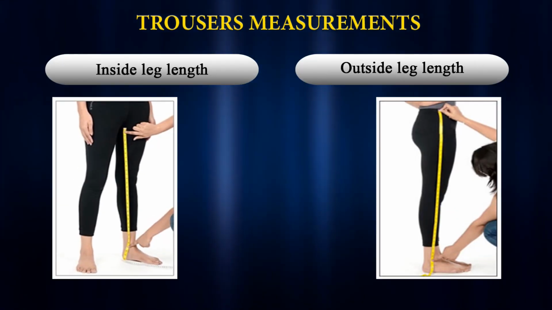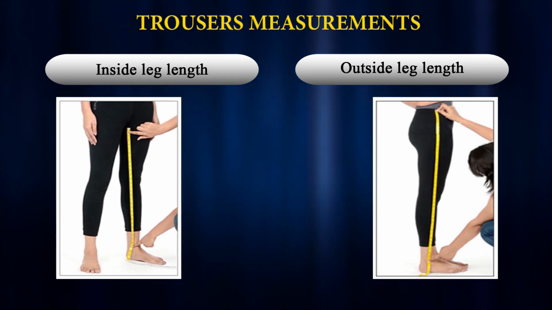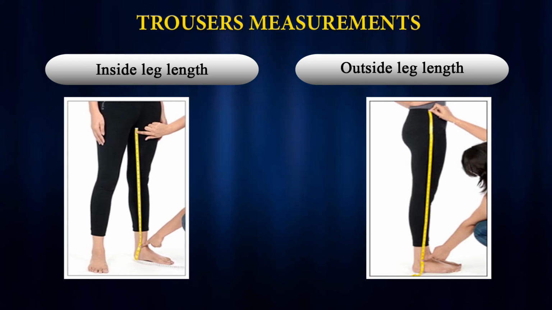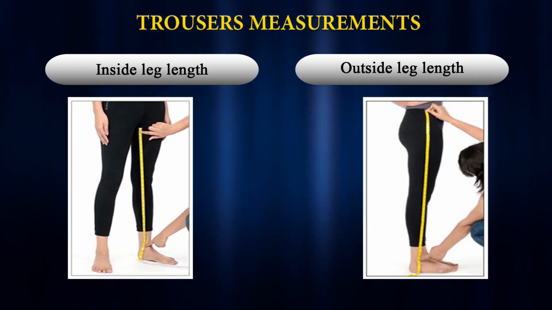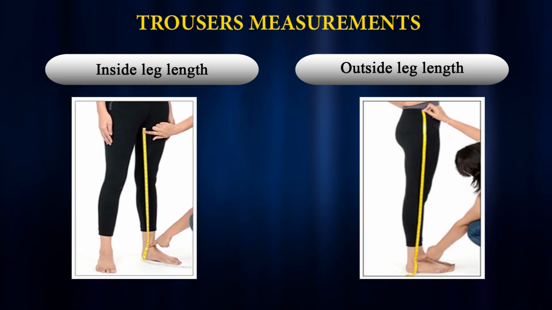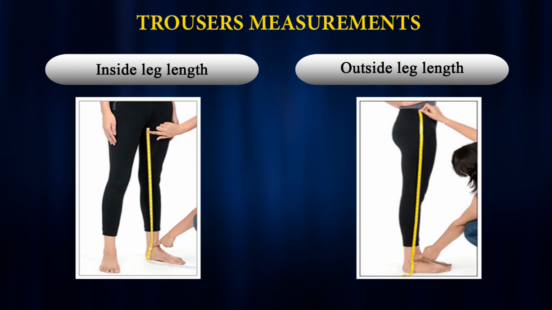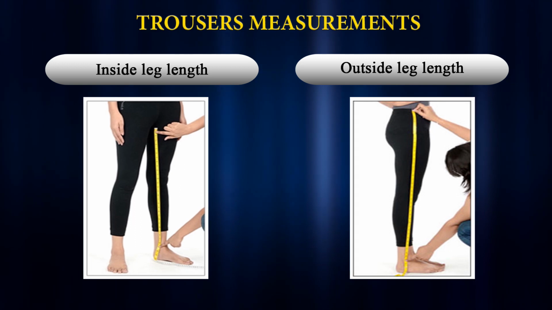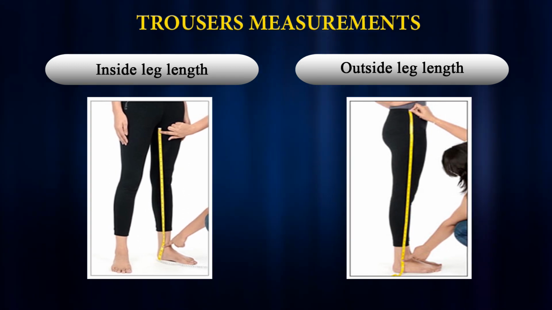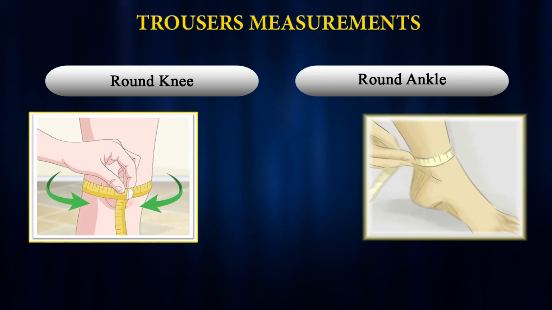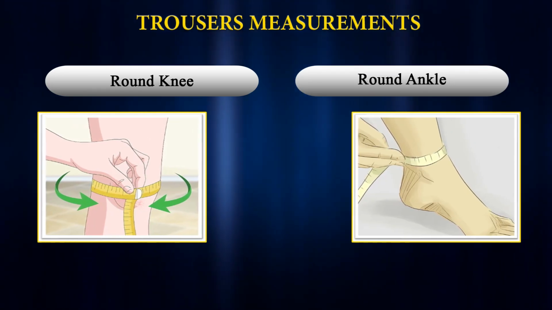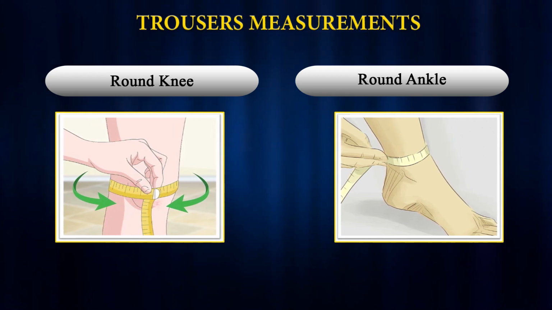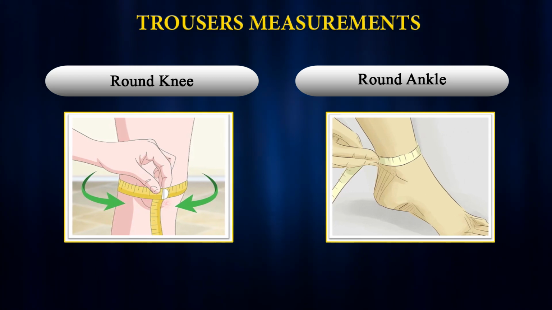Then we take the inside leg measurement also, which is from below the crotch area to the knee length or the length we want, and the outside, which is from the waist area to the knee length or the length we want. You can see in the picture from which point to which point the outer leg length and the inner leg length measurement is taken. Then we take the round knee measurement and round ankle measurement for a proper fit on the knee part and ankle part of the leg.